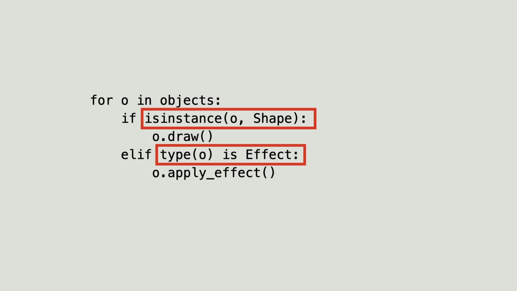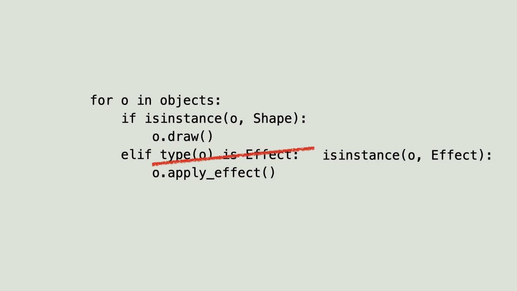If you prefer, you can use the isinstance function for effect too. Isinstance will check for type compatibility, including all subclasses. Since effect is already the type we want to compare to, it will return true if O is of type effect.